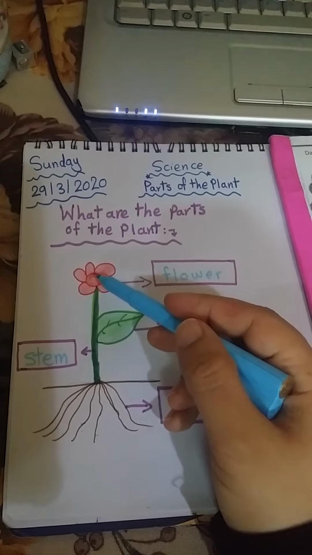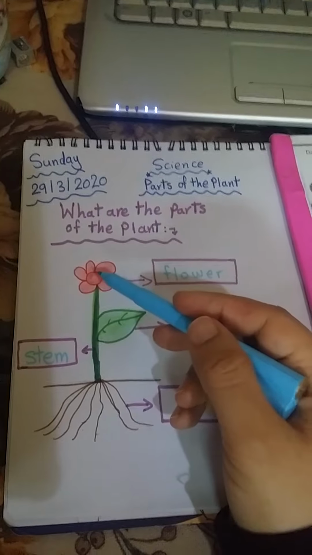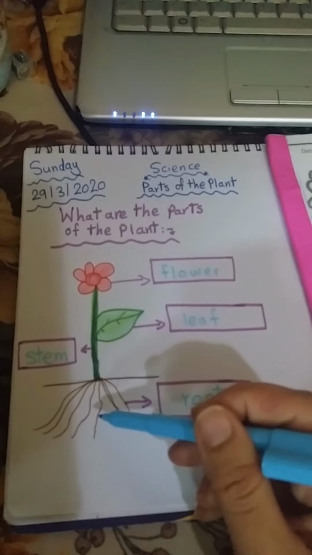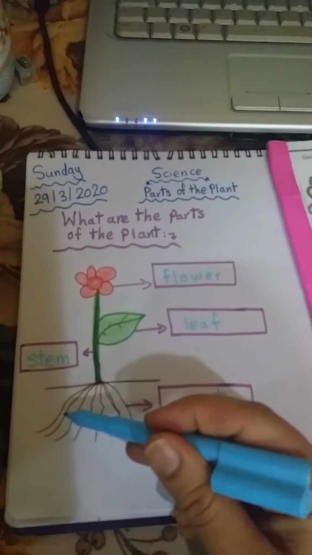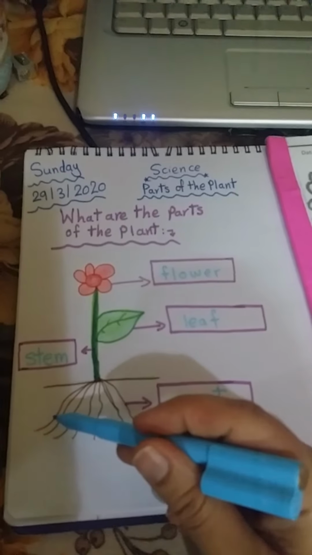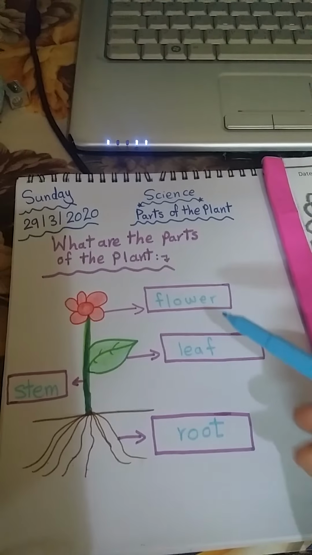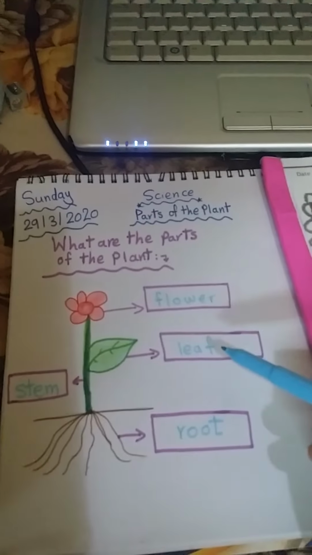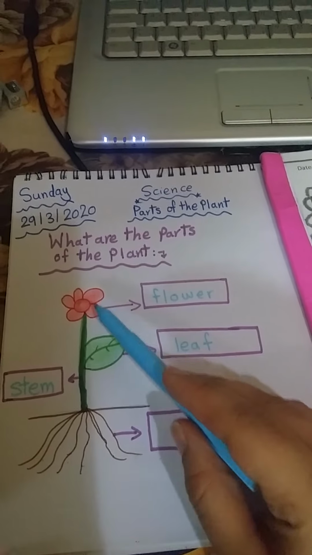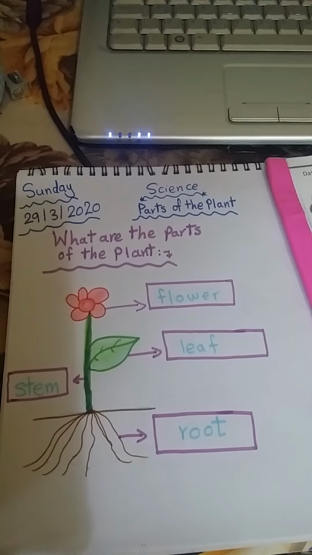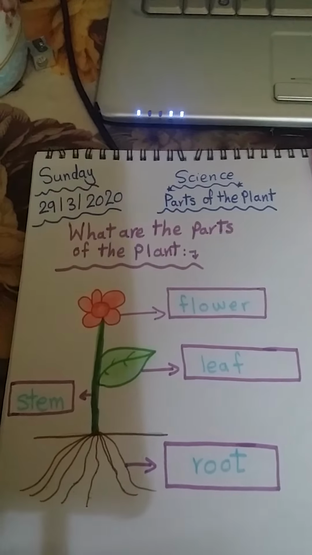Flower, leaf, stem, root. These are the parts of the plant. Parts of the plant. Flower, leaf, stem, root. Okay, now let's watch a video about the parts of the plant together.